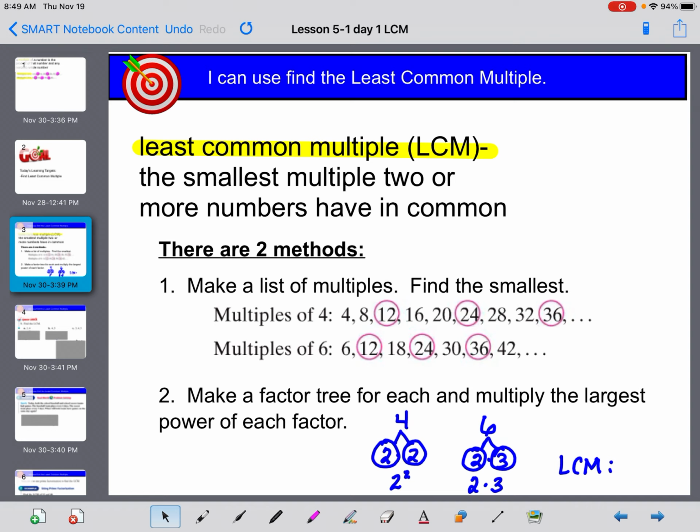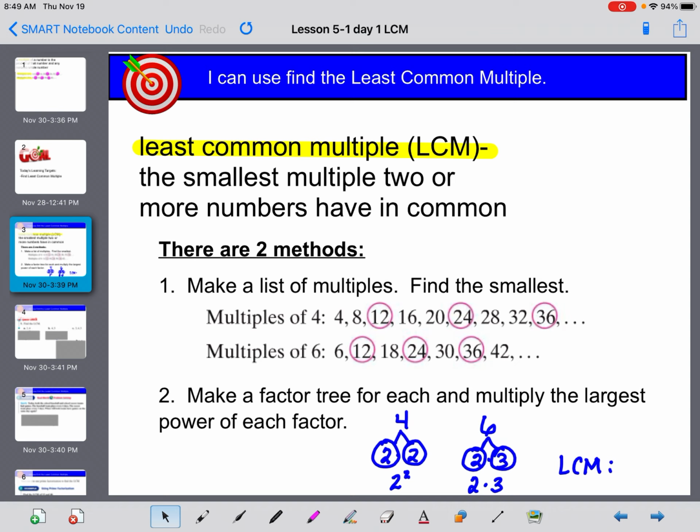The least common multiple is the smallest multiple two or more numbers have in common. So in my list of multiples of 4 and 6, I would choose the number in both lists that is the smallest. In this case, the least common multiple is 12.